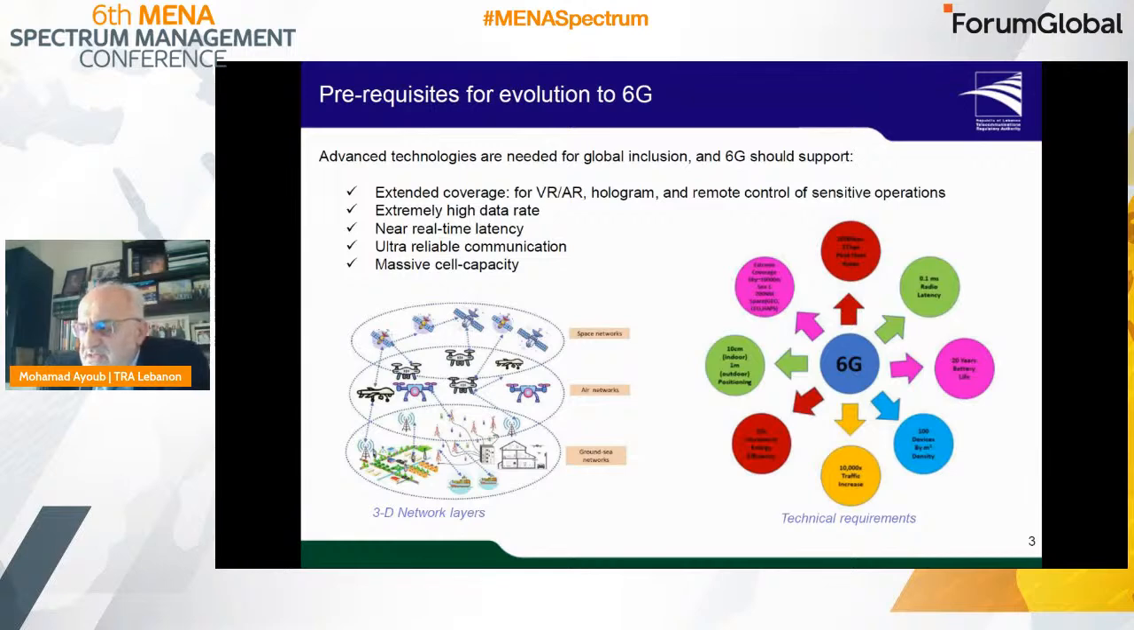What are the prerequisites for the evolution of 6G? A number of advanced and emerging technologies will be needed and have to be integrated to achieve a global inclusion of new services and applications. 6G should support extended coverage, extremely high data rate, near real-time latency, ultra-reliable communication, and massive cell capacity.